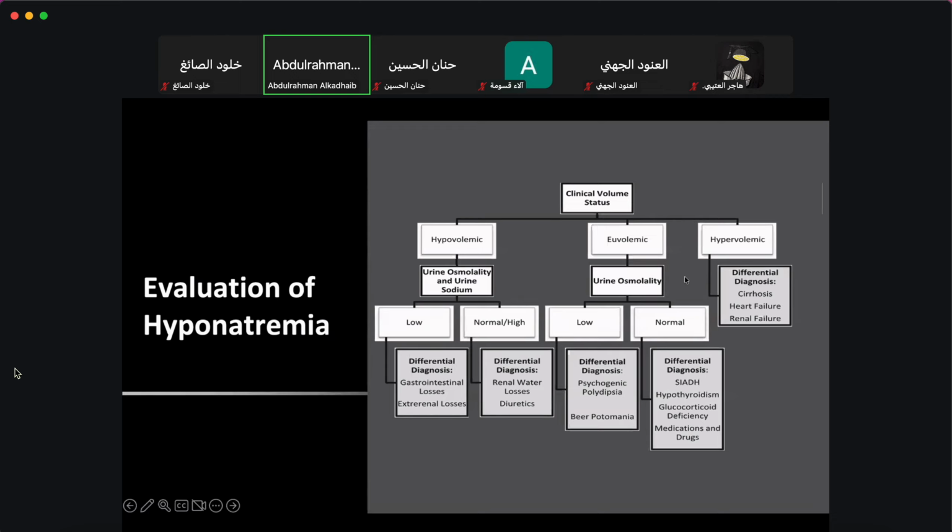And in cases of euvolemic hyponatremia, the urine osmolality can also help us. As we said, one of the possible causes of euvolemic hyponatremia is psychogenic polydipsia, in which the patient drinks a large unnecessary amount of fluid, which will again cause dilution of the urine and a low osmolality level. The other causes, the endocrine causes that we talked about, that may cause euvolemic hyponatremia, usually cause normal urine osmolality, because those conditions do not dilute the urine, basically.